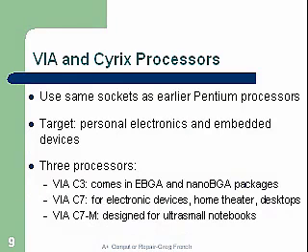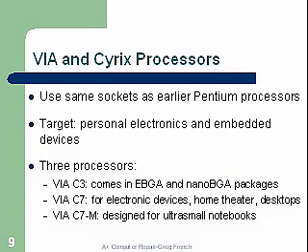VIA and Centaur processors use the same sockets as earlier Pentium processors. Their target was personal electronics and embedded devices. There were three processors that they came up with: the C3 and C7 for electronic devices, and the C7-M designed for ultra-small notebooks.